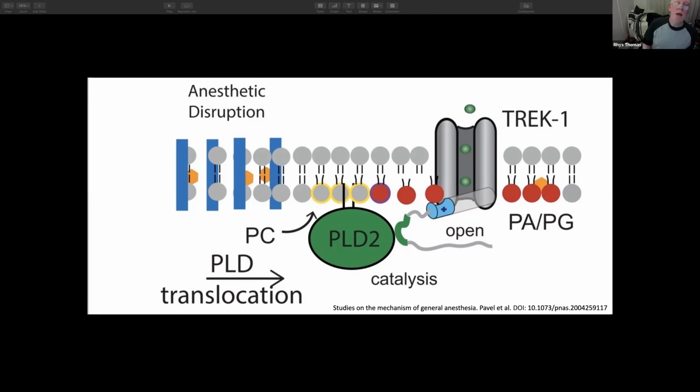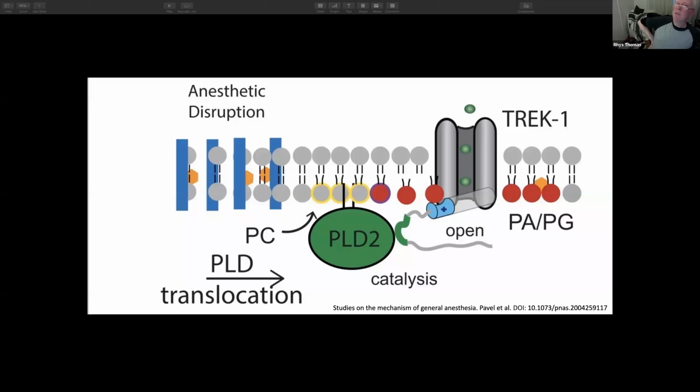So if we've got this disruption of lipid rafts, then the translocation of the phospholipase D and binding to the TREK1 channel, and the phosphatidic acid being produced and opening it, and we know that it's a potassium channel. What would you predict would be the effect of opening that TREK1 channel? Would you get loss of potassium outside of the cell? Is that what you're alluding to?